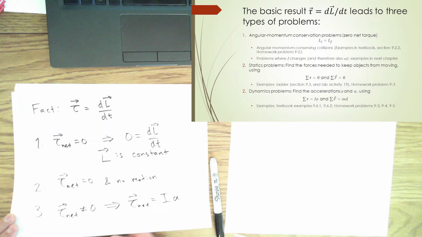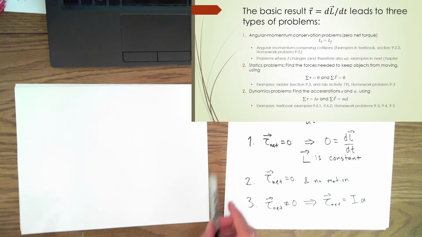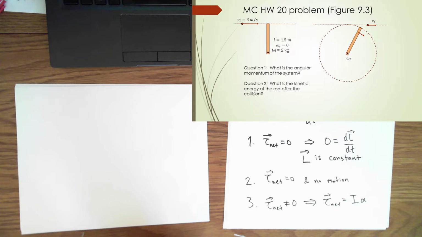All right. A number of you told me that you had some difficulties with MC homework 20, and the problem that was used in that multiple choice homework problem, which comes from figure 9.3 in the book. So I've recreated a sketch of that figure here on this slide.